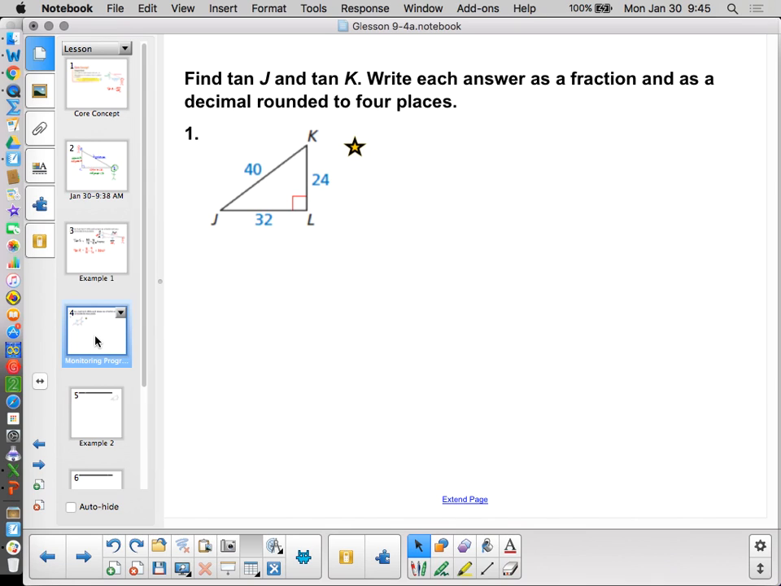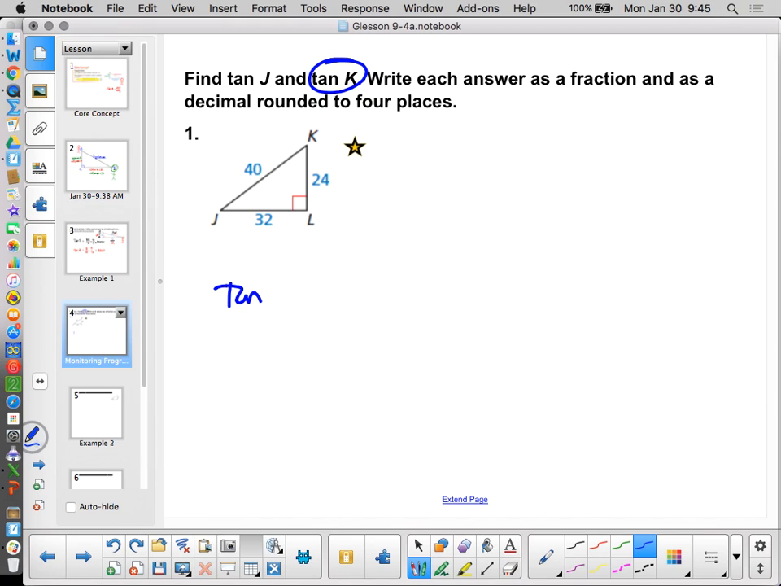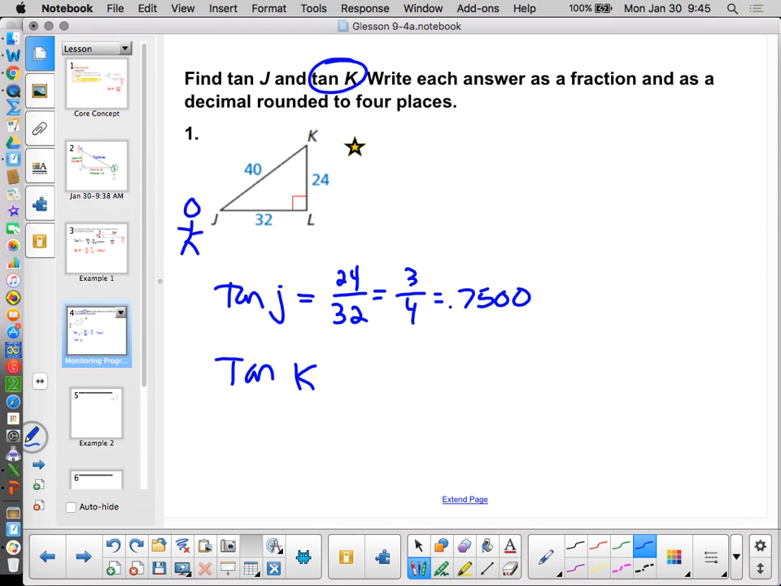Your turn. Find the tangent of J and tangent of K. I'll tell you what, for the question, we'll just do tangent K. I'll do tan J for us. So tangent of J, if J is my perspective, is the opposite, which would be 24 over the adjacent, which is 32. 24 over 32 does reduce. 8 goes into there 3 times, 4 times, or 0.7500. Now you find the tangent of K.